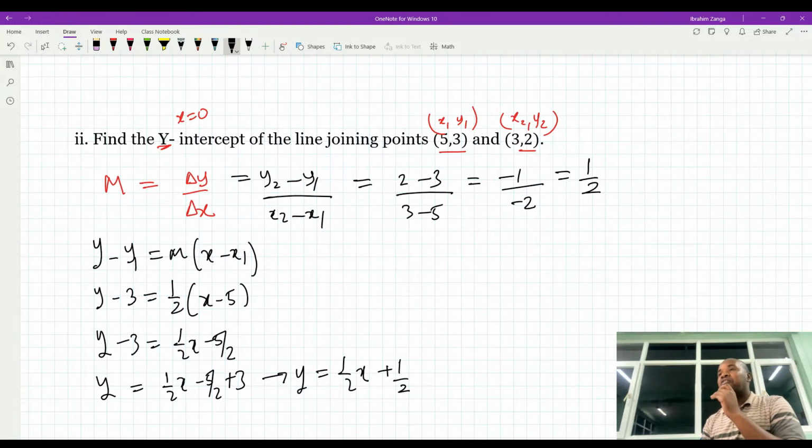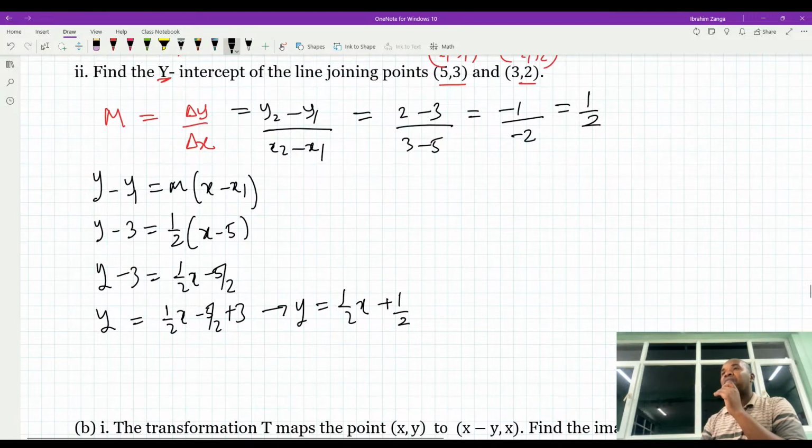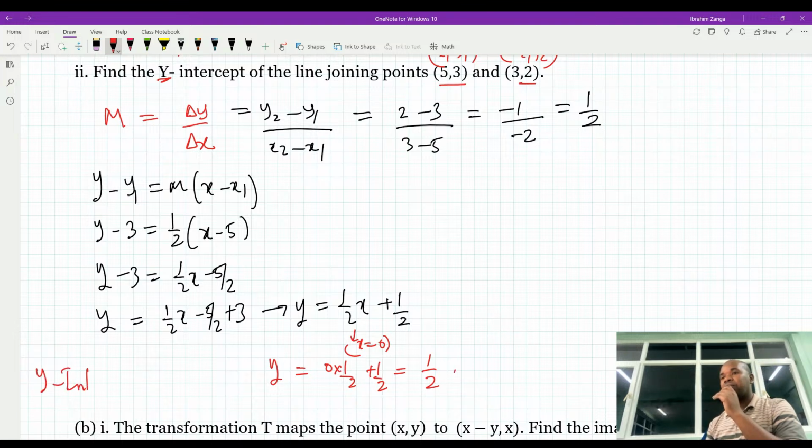Now mind you, we are looking for the y-intercept. So for the y-intercept, you are going to put x equals 0, and when you do that, you have y equals 0 times a half plus a half. Eventually you get y equals a half. So we're going to say that the y-intercept is actually a half.